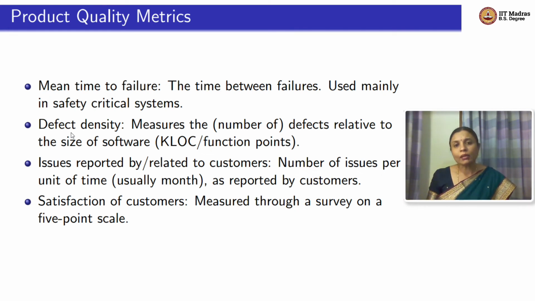So defect density measures the number of defects relative to the size of software, which could be in terms of lines of code or function points. The next product quality metric could be just the number of defects or issues reported by customers per unit of time. How many issues came every month, every week, every quarter, and so on. That's a simple metric to evaluate the quality of software as a product.